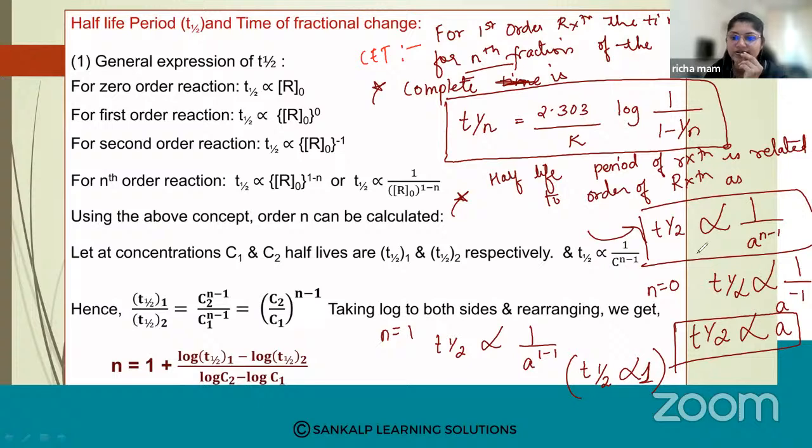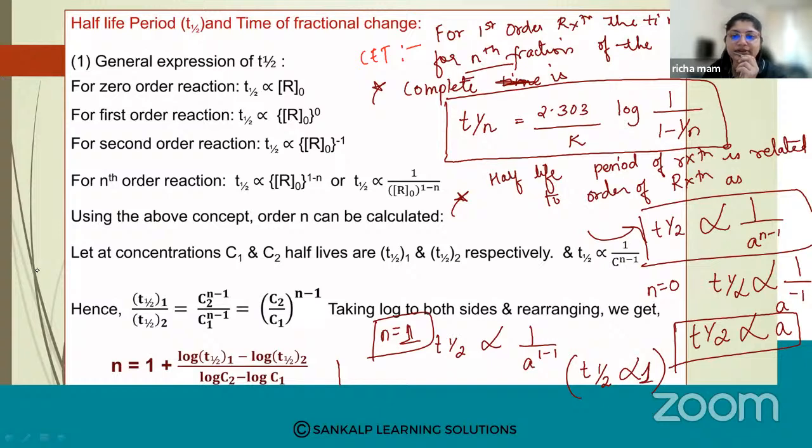So these things we have seen, right? In a zero order reaction, the half-life is directly proportional to the initial concentration. And for a first order reaction, when n equals 1, it is independent of the initial concentration.